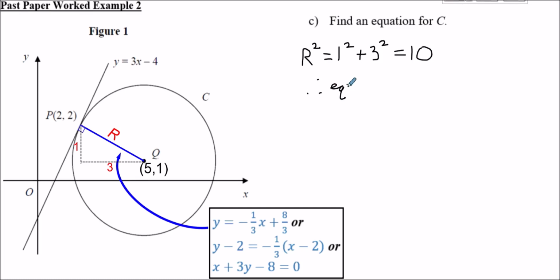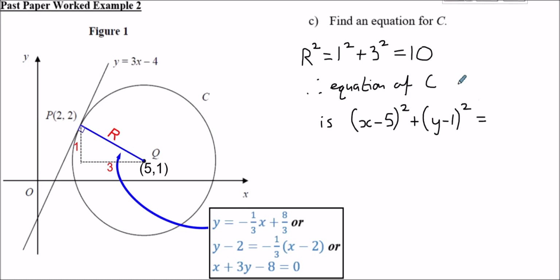So therefore, the equation of C, you should know this, or be getting to know it by now. It's, in fact, I'll take out that equals sign, technically wrong. It's x minus the x coordinate of the centre, so x minus 5, all squared, plus y minus the y coordinate of the centre, which is 1, all squared, equals the radius squared. The radius squared is 10. And that's it for that example.